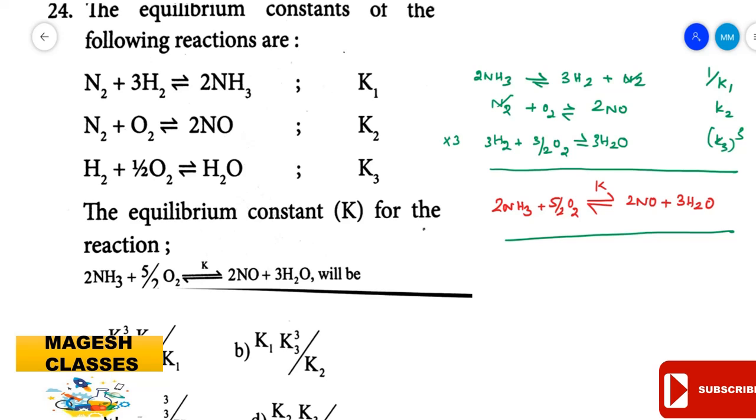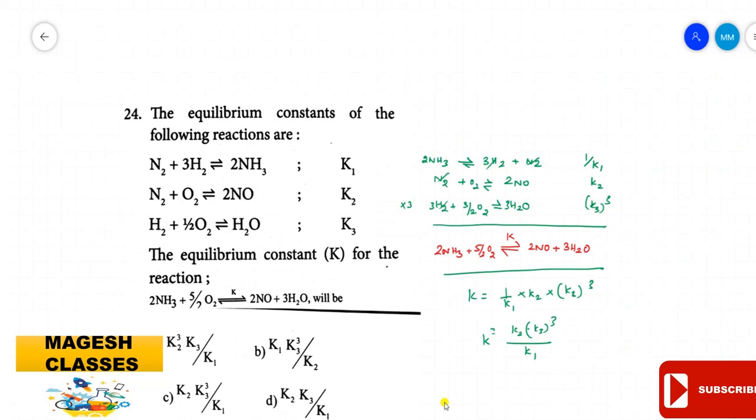So nitrogen is cancelled, and 3 hydrogen is cancelled, and oxygen 3.5 and 1.5 is 5.5, and we get NO and 3H2O. So the new K: by adding the equations, the equilibrium constants are multiplied. So 1 by K1, times K2, times K3 power 3. This is equal to K2 into K3 power 3 divided by K1. Your option is C, K2 into K3 power 3 by K1.